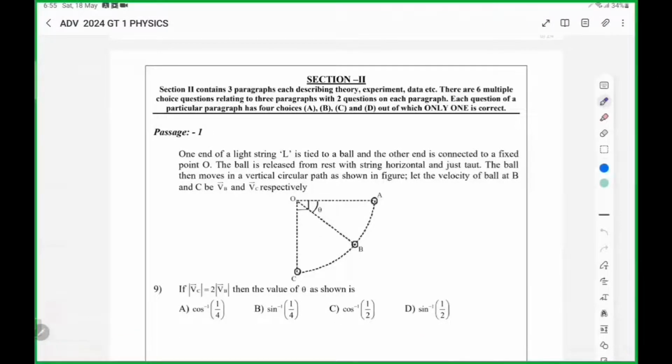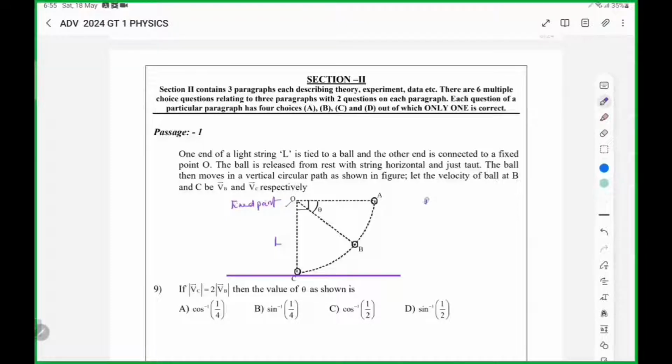So what is the given information? The length of the string is given. It is tied to a ball and the other end is connected to a fixed point. Here O is the fixed point. The ball is released from rest with the string horizontal. Take some line as a reference line. Then the ball is at A.